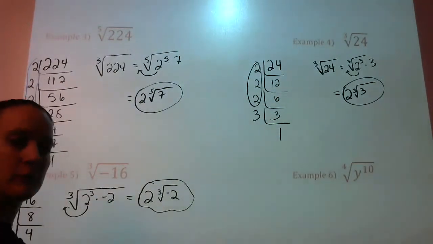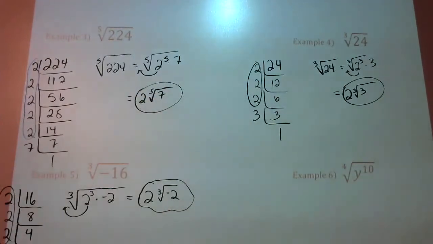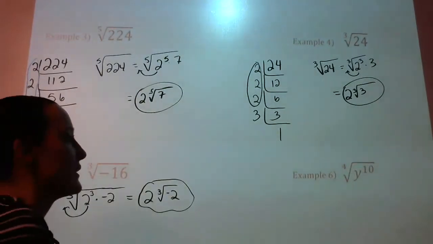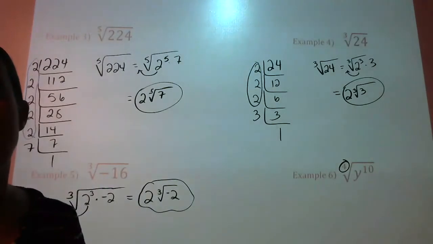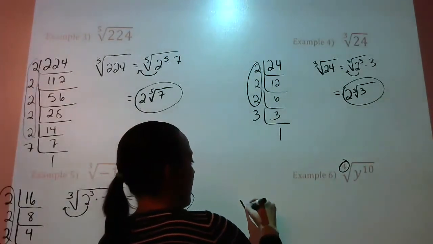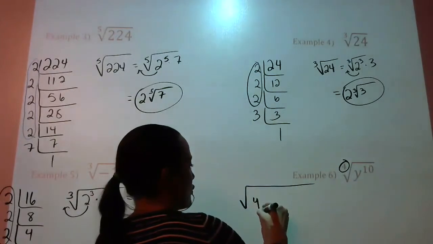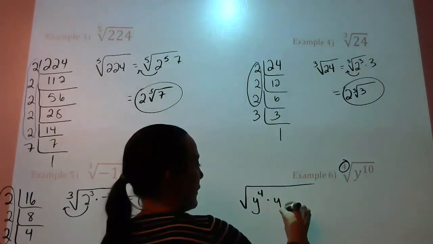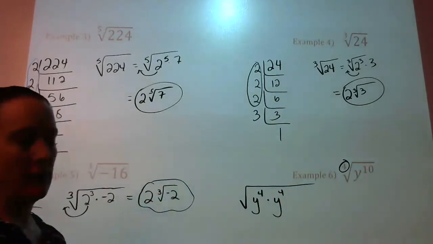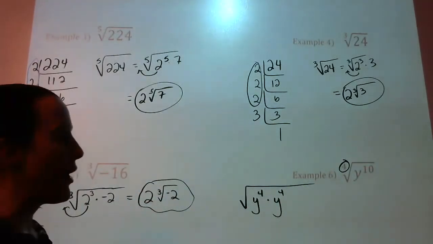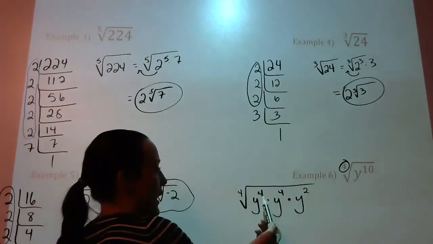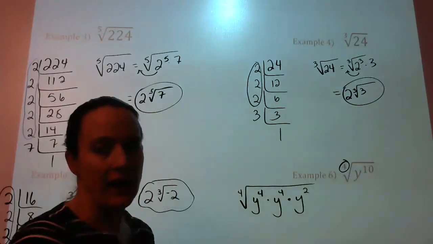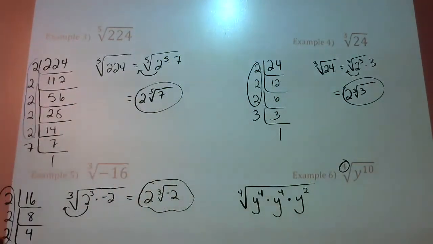All right, but the question always is what happens when we start throwing in variables? Well, nothing has changed. We're still writing things in groups of whatever the root is. So I need to rewrite my variable in terms of groups of 4. So now I have to think about y to the 10th. y to the 10th can be rewritten as y to the 4th times y to the 4th, which is y to the 8th. Now think about how much is left over. Well, I would have 2 left over. So I have 4 plus 4 is 8 plus 2 is 10. So that's how I'm going to break out my y's.